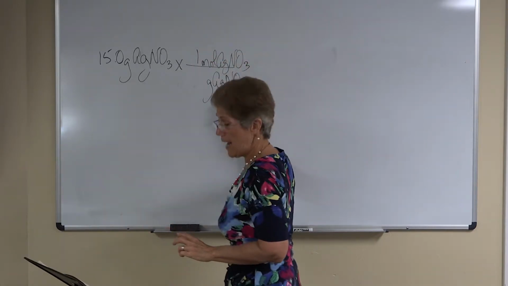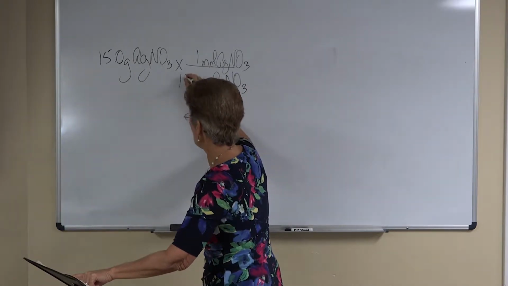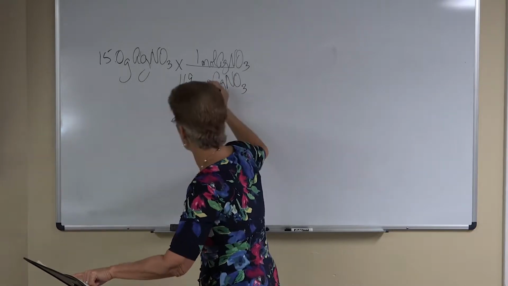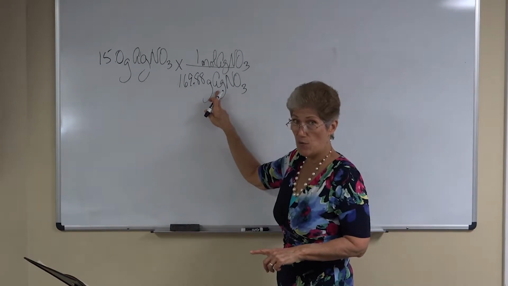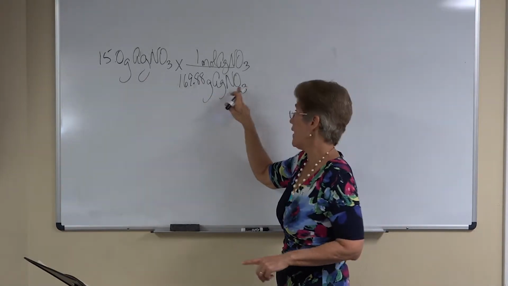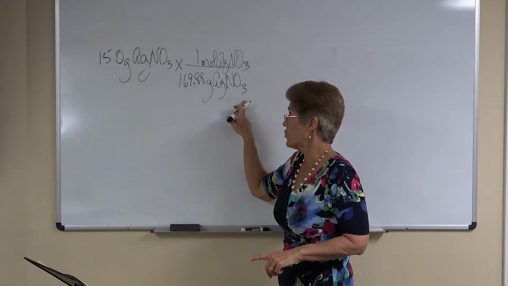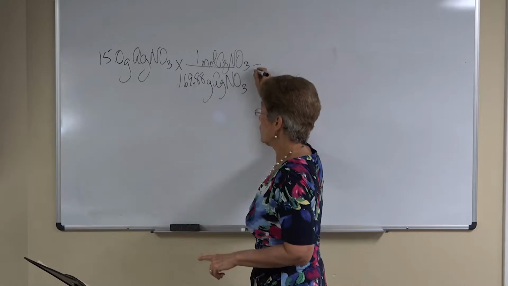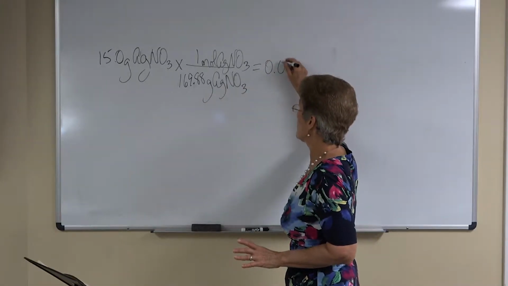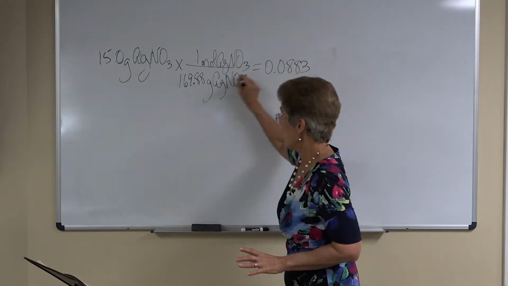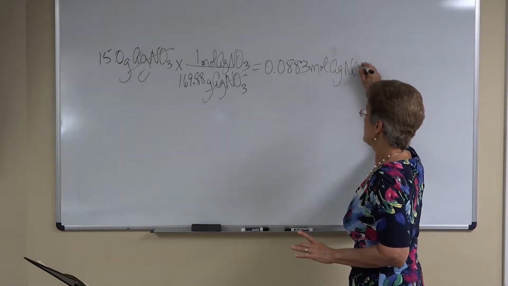1 mole of this, we're going to add this up, and when we add it up, it is 169.88. All I did was go to my chart, find what silver weighed, add it to what nitrogen weighed, and then 3 times what oxygen weighs, this is going to be 48, isn't it? Put it together, and that is where we got that number. This answer has to be in 3 significant figures, so it's 0.0883. This will cancel, and we'll be left with moles of silver nitrate.